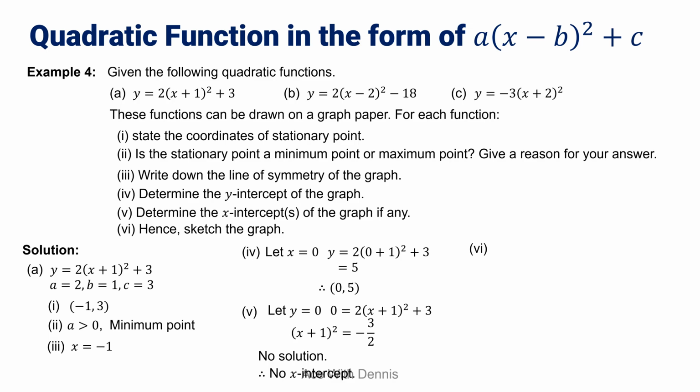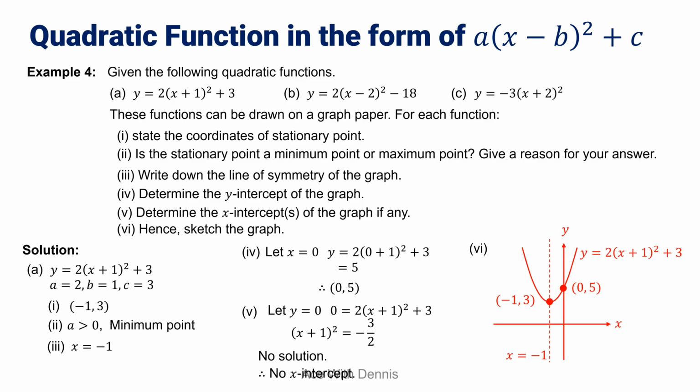Number 6, now we can start to sketch the graph. So this is my x-axis. Since there is no x-intercept, it will be above the x-axis, where the minimum point coordinates will be negative 1, 3, and the y-intercept will be 0, 5, where this dotted line is the line of symmetry. The equation is x equals negative 1. Lastly, label the graph. So y equals 2 bracket x plus 1 squared plus 3.